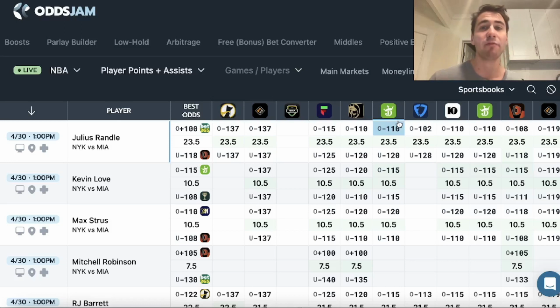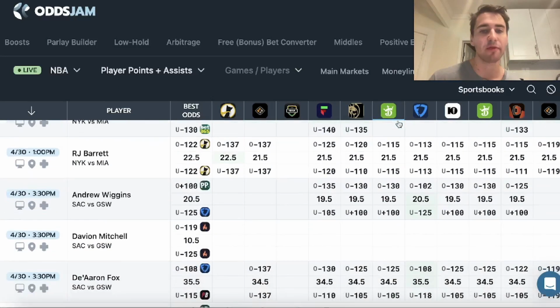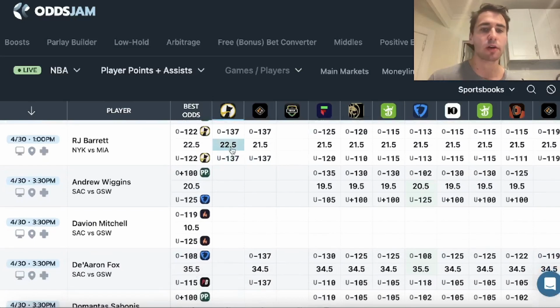You don't need to bet on every player. You want to find those few rare betting opportunities where Underdog is slipping up and giving you too much value. So I'll give you an example of one. Right here, you're going to see RJ Barrett. His line is 22.5 points plus assists on Underdog. On Prize Picks, it's 21.5.